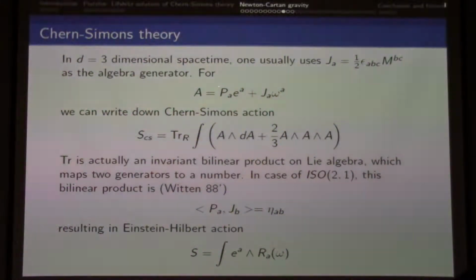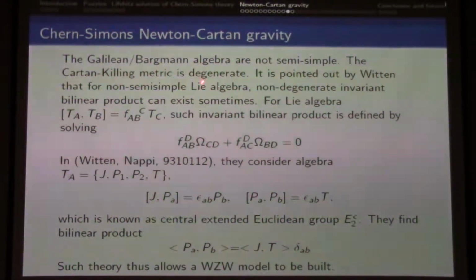To put everything into a Chern-Simons theory, what we need to do is find out the meaning of the trace. In principle, this trace means that you trace over some representation of the algebra that A takes values in, and this is the non-degenerate bilinear product defined on the algebra. For example, in the case of ISO(2,1), which is the 3D flat isometry group, the bilinear product you can calculate is this, and then you will find that this Chern-Simons action is equivalent to the Einstein-Hilbert action. But this is no longer true for the Galilean or Bargmann algebra because they are not semi-simple, so their Killing metric is degenerate. You cannot just define Chern-Simons theory in this way.